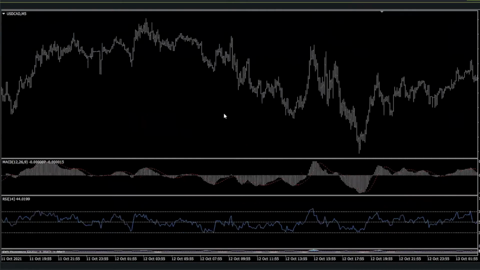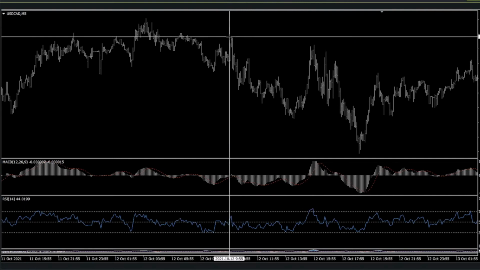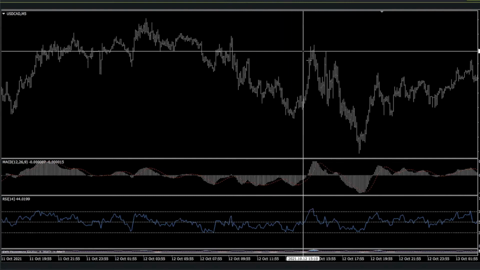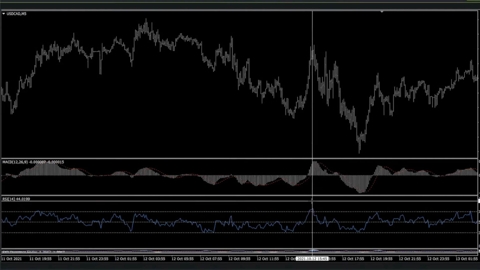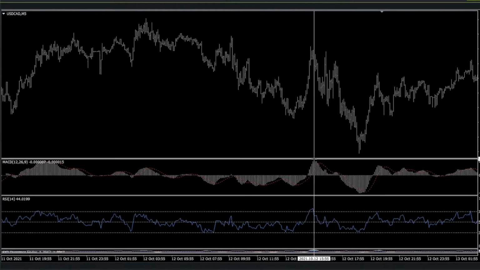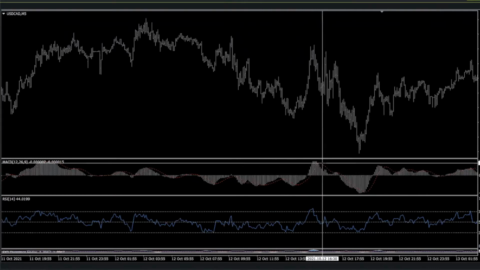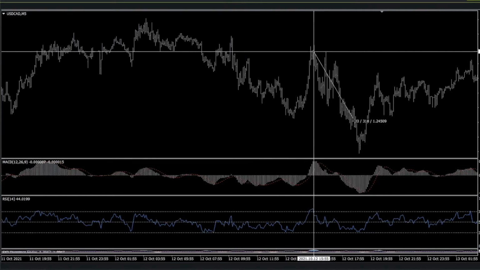So this is a hidden divergence. As you can see here, there was a lower high on the price. However, the RSI made a higher high. Also, the MACD was clear in making a higher high. So this was a hidden divergence, and then it fell down.